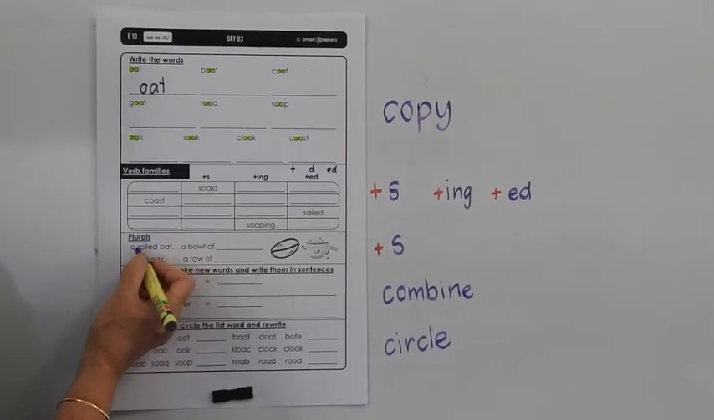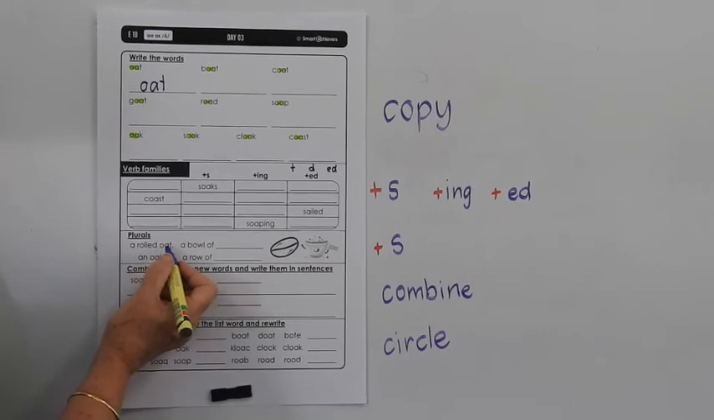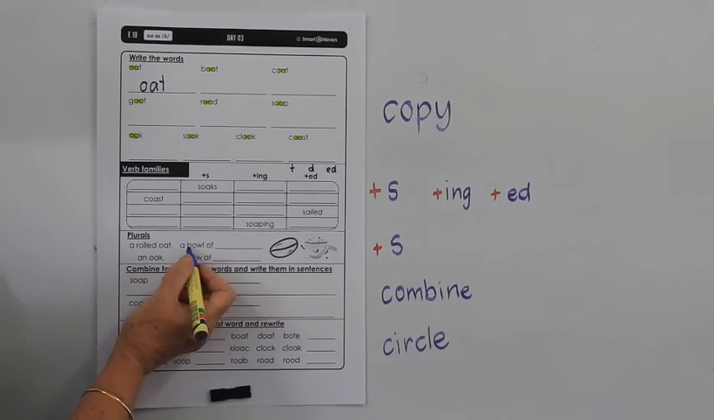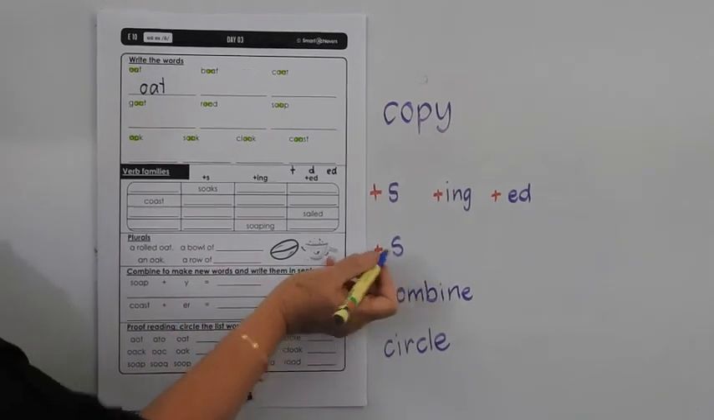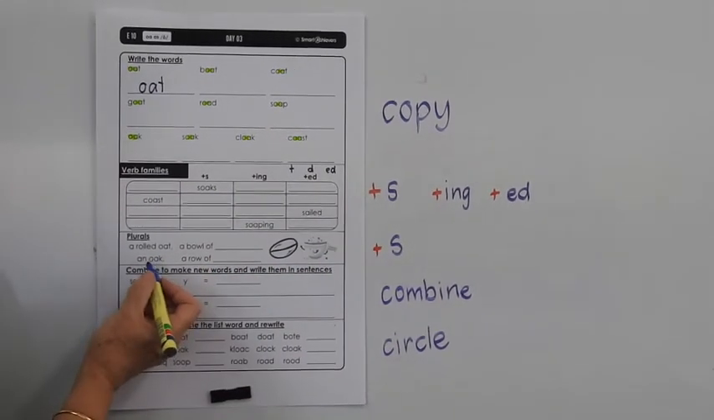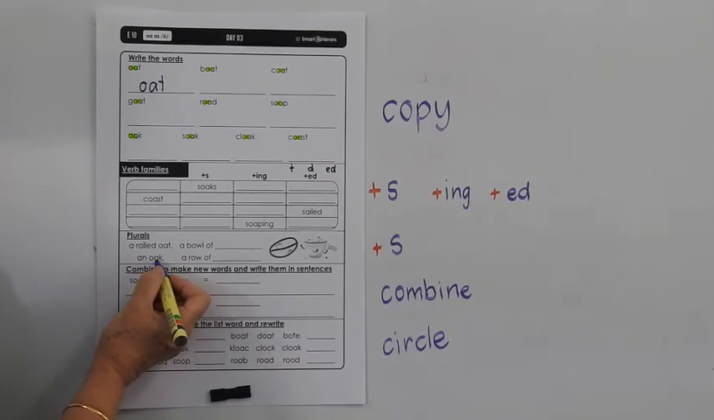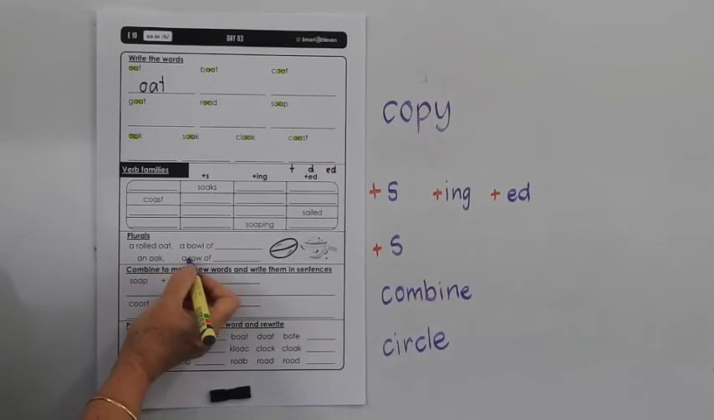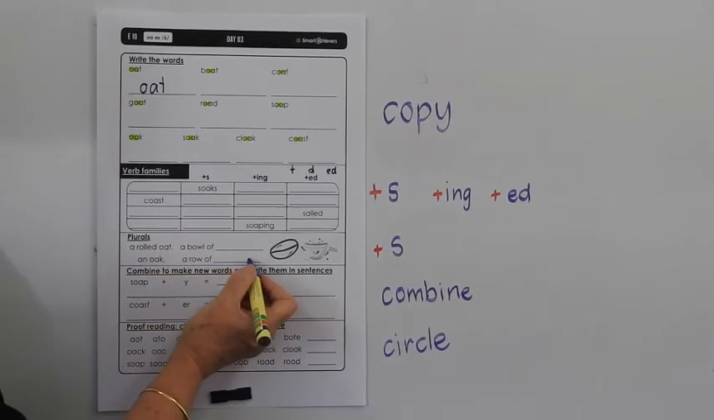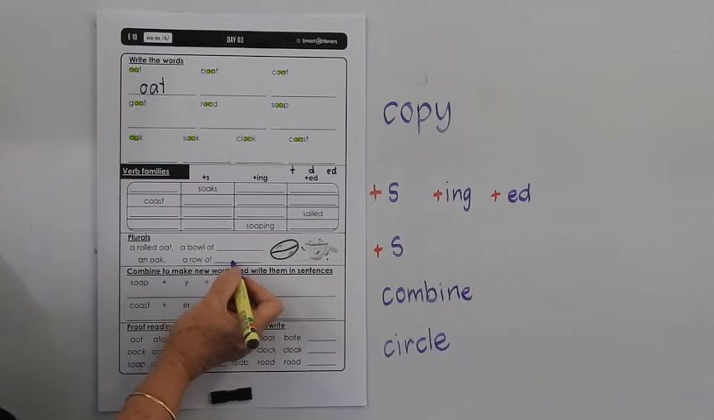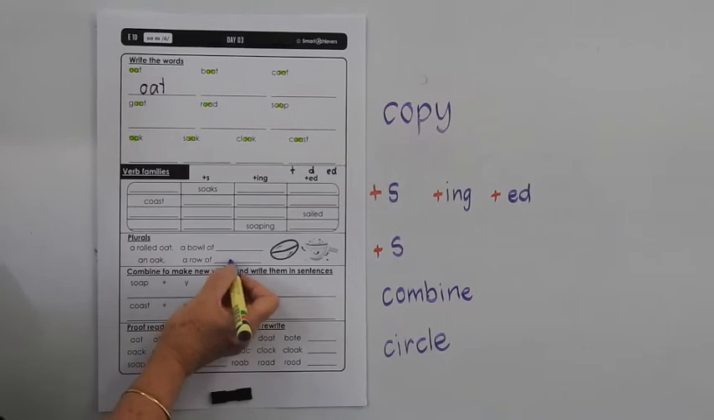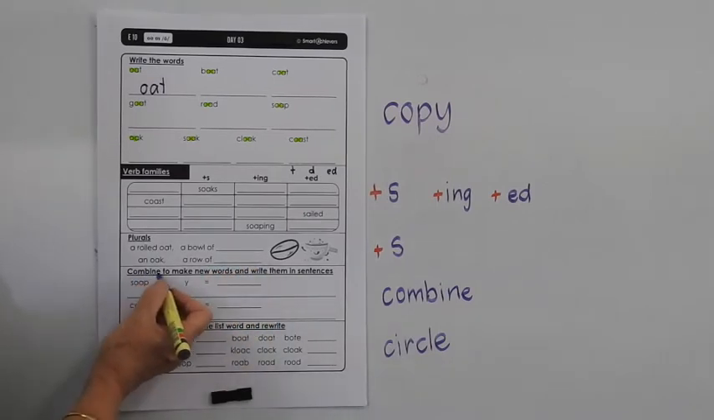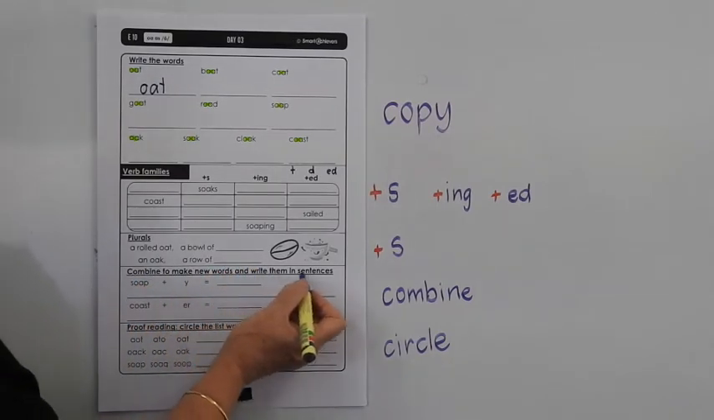Plurals means more than one. So if we have one rolled oat, we would just say oat. But if we have a whole bowl of them, we have to say oats, and we would add an S to the end of the base word. An oak is a tree, or a row of oaks. So to make it into a plural, meaning more than one, we have to add S to the end. So it says oaks. Combine to make new words and write them in sentences.